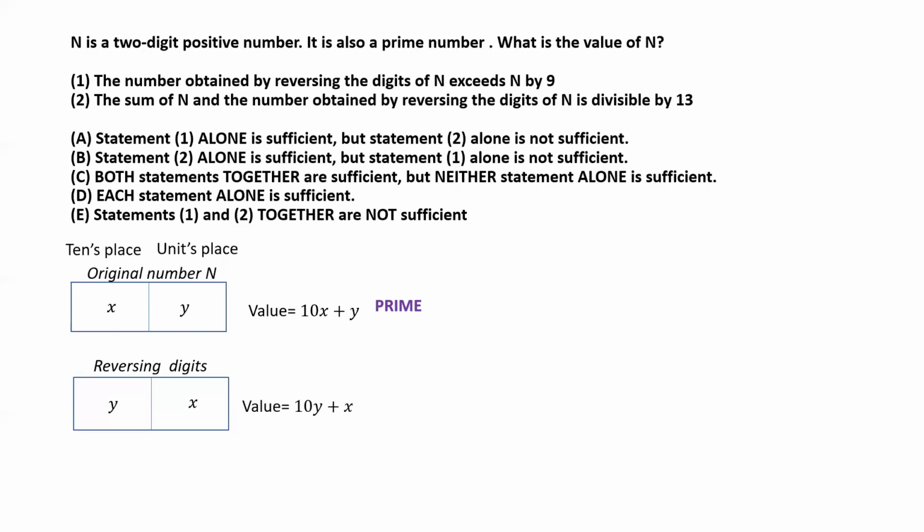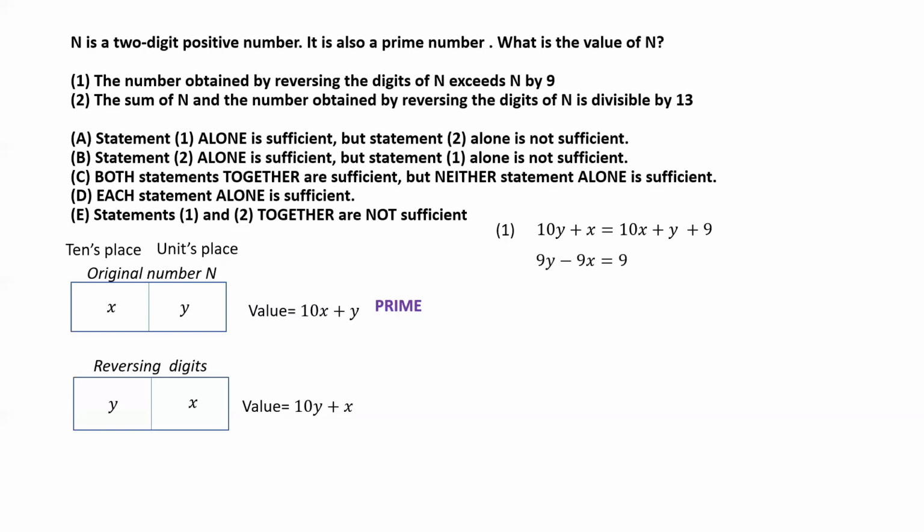Now it's time to consider the two statements. So let's consider statement 1 by itself. It states the number obtained by reversing the digits of n, so that's 10y plus x, exceeds n by 9. So n is 10x plus y, so it exceeds 10x plus y by 9. And we can write this equation from this statement: 10y plus x is equal to 10x plus y plus 9. And then from this equation, it's easy to obtain that 9y minus 9x is equal to 9.